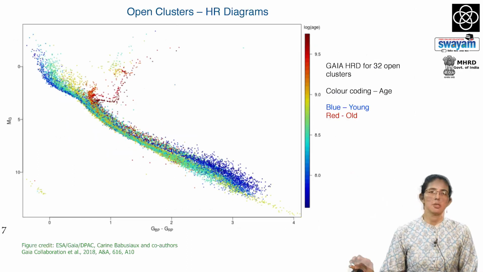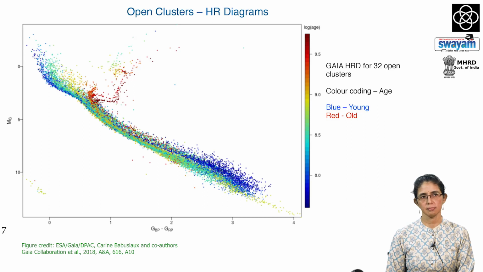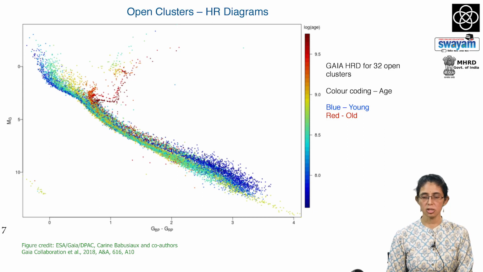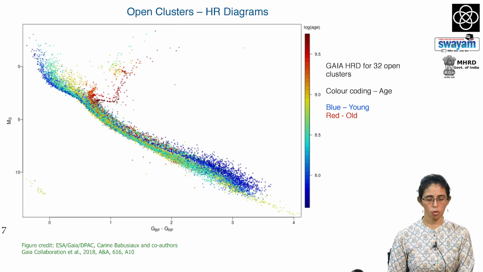So, as the stars are of a range of masses in a given cluster, if one plots them on an HR diagram, how would the HR diagram look, because this represents stars of a given age? In this slide is shown the Gaia HR diagram of nearly 32 open clusters, and here the color coding represents the age. The blue dots represent stars in clusters which are young, and with age progressively the red dots represent stars in the older open clusters.